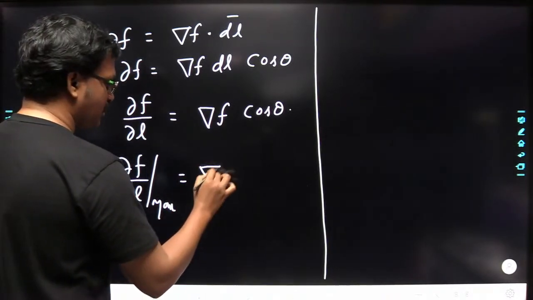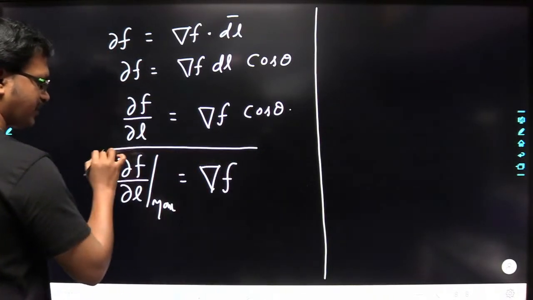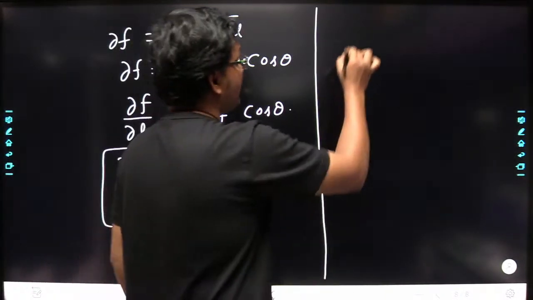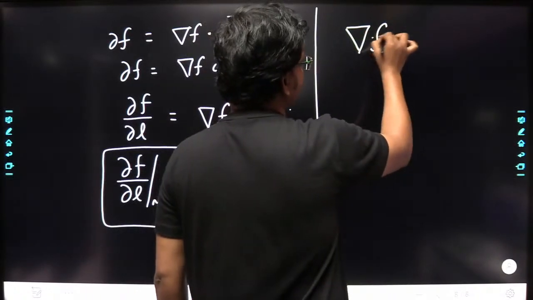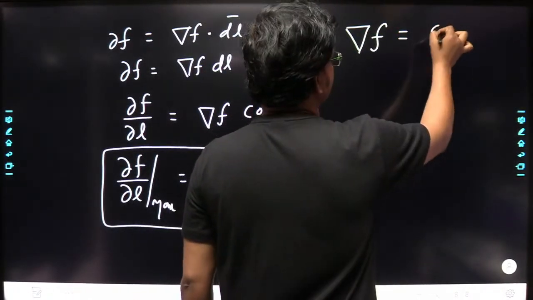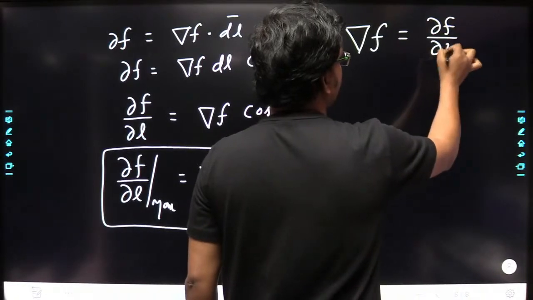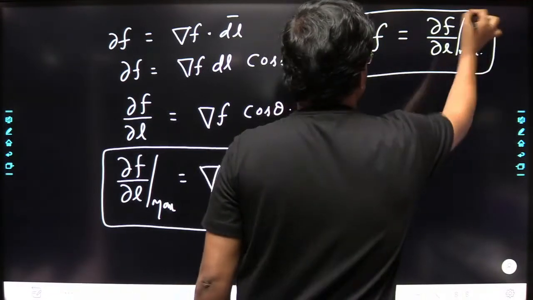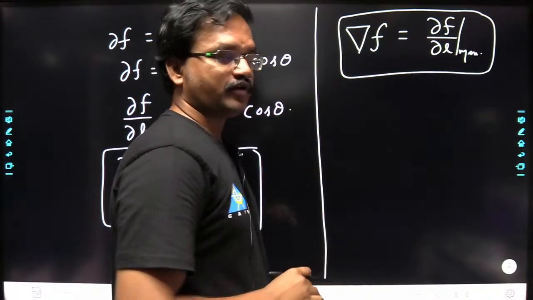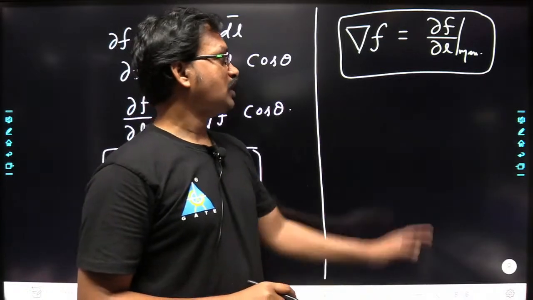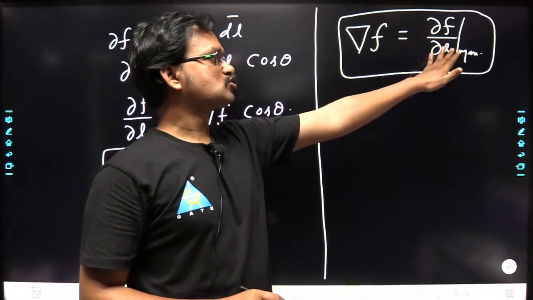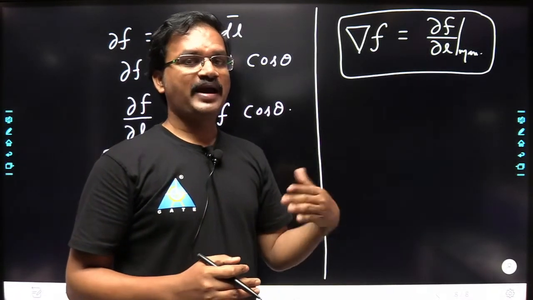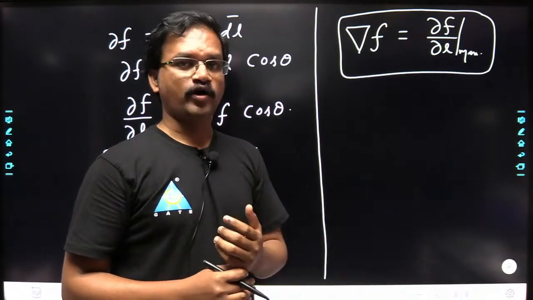So ∂f/∂l maximum is nothing but what? Is nothing but gradient of f. Yes or no? So that means gradient of f is nothing but ∂f/∂l maximum. So the gradient of f is going to give you what here? It is going to give you the maximum slope of the function, or the maximum change in function at a point.